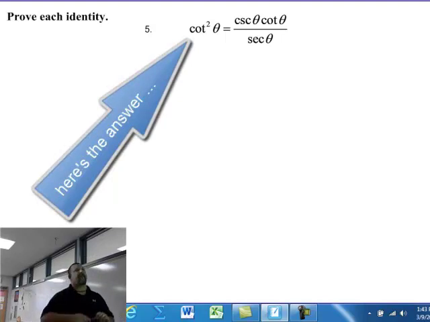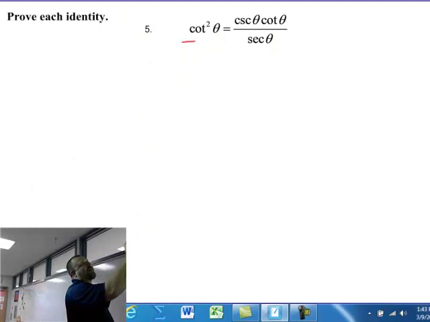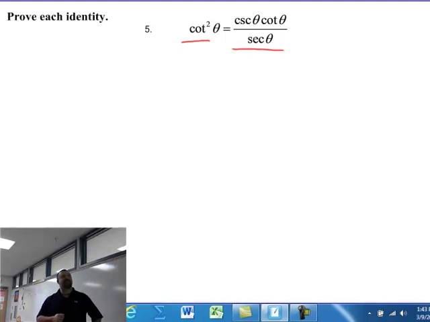Okay. So here's the deal. We're saying that cotangent squared of theta is equal to cosecant theta times cotangent theta over secant of theta. They look equal, don't they? We have to prove this. Now, which side do you think we should prove?